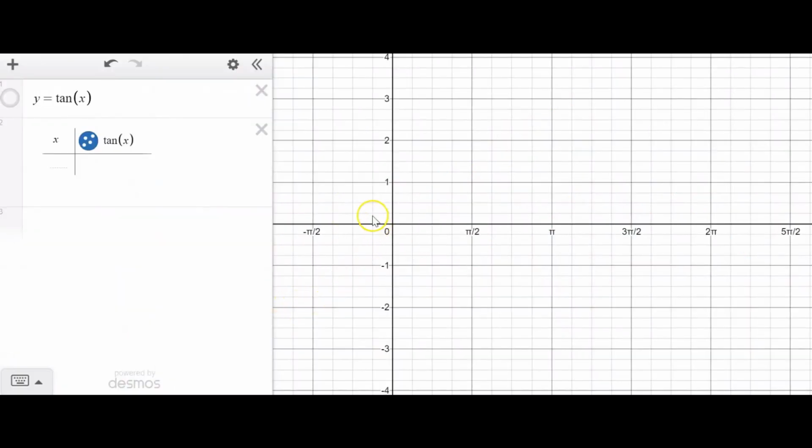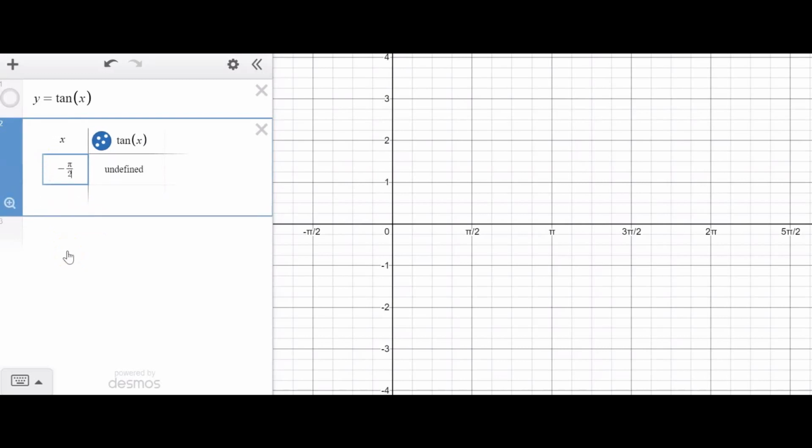All right, so now let's graph tangent, okay? Now tangent, we're going to have to go all the way back to -π/2, and we're going to want to go up to 5π/2, okay? So let's go ahead and enter these values from the table. We'll start with -π/2, and we can see that it's undefined, okay?